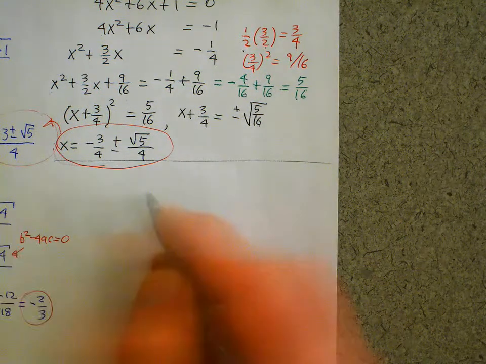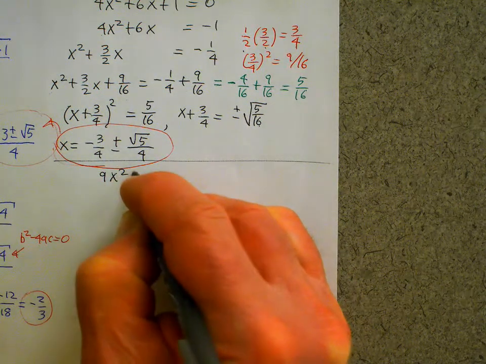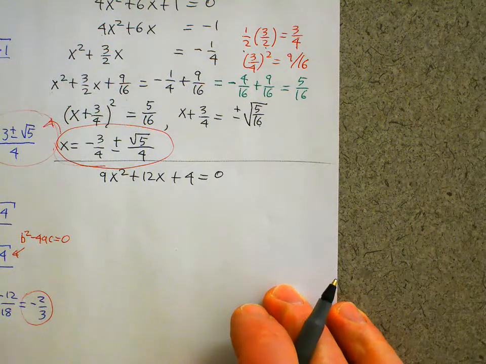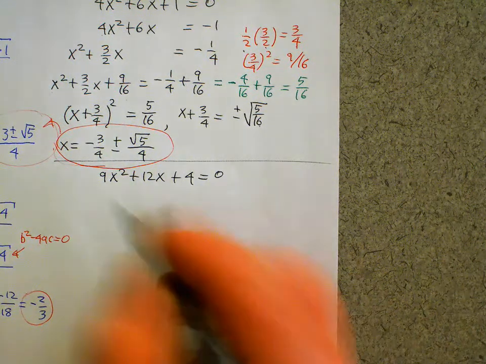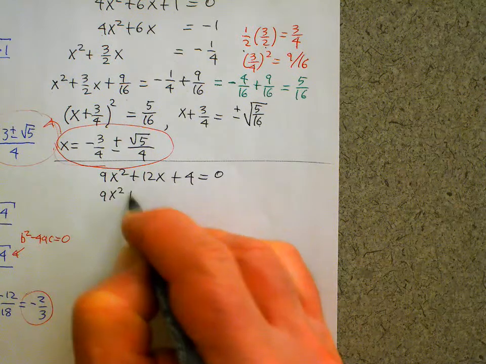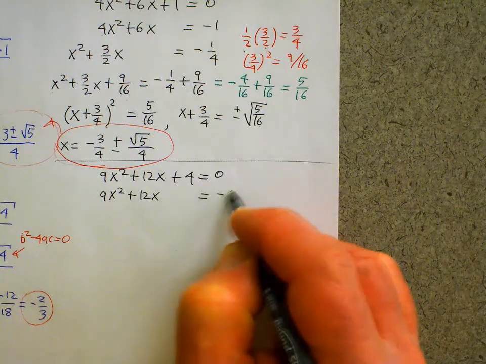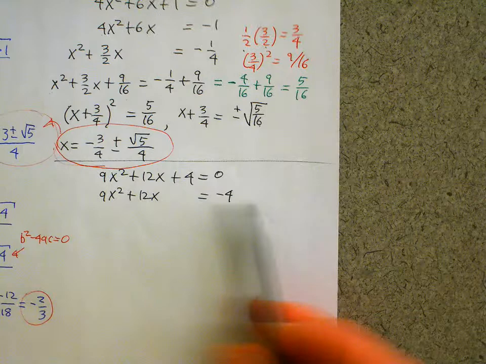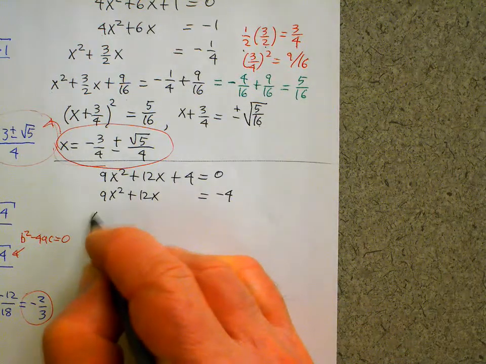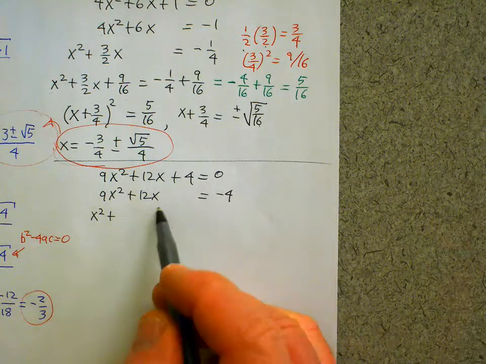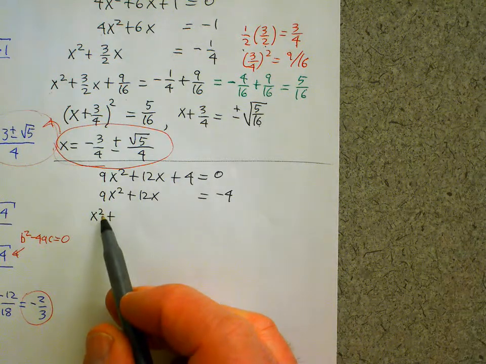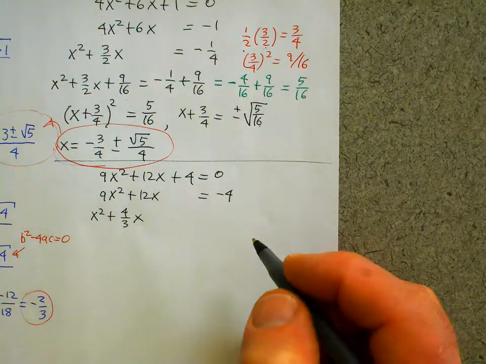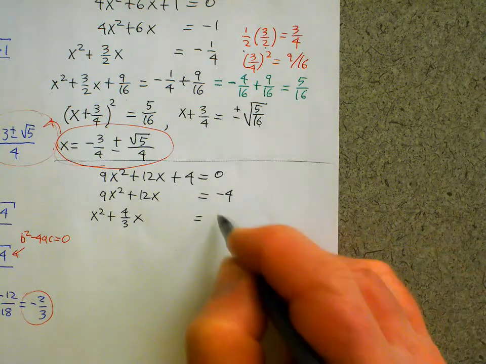Okay, so this next one, the equation 9x squared plus 12x plus 4 equals 0. We begin by subtracting 4. So 9x squared plus 12x equals negative 4. Then we divide every term on both sides by 9. 9x squared divided by 9 is x squared. 12x divided by 9 simplifies to 4/3 times x. And then on the right-hand side, negative 4/9.